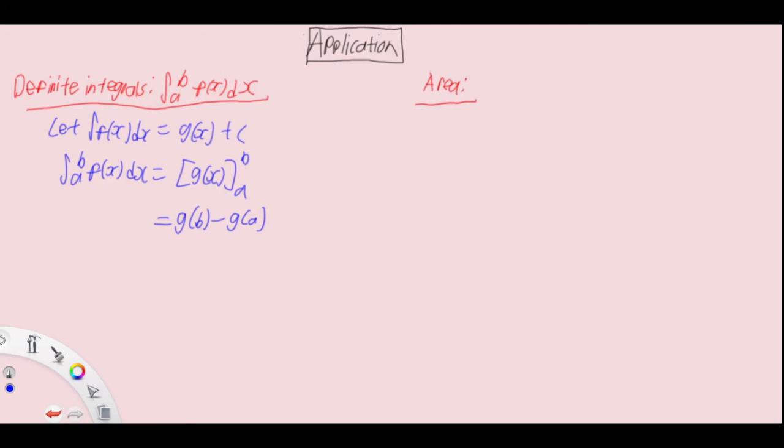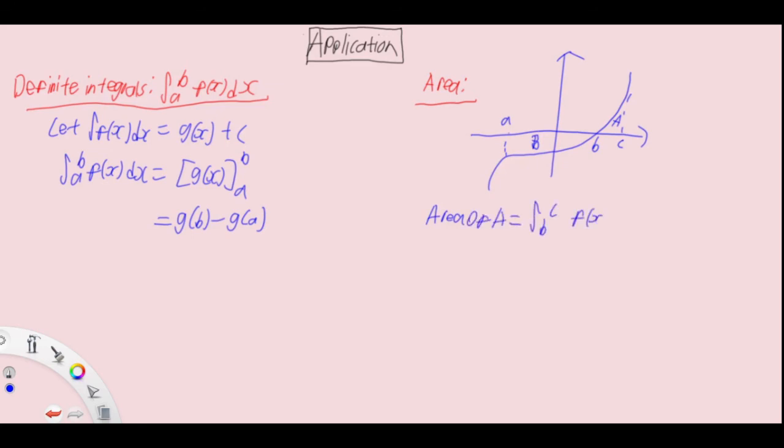Moving on to area between the curve and the x-axis. So let's say you have the cubic graph, right? And let's just consider the area A only, although the video says A to B. So A is bounded between x equals b to x equals c, right? So the area of A is simply the integral from b to c of f(x) dx.